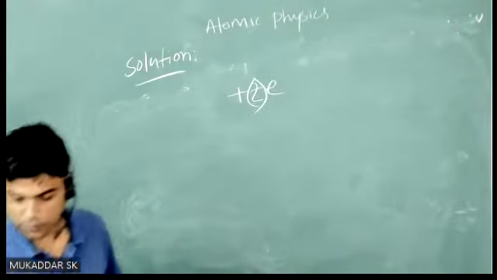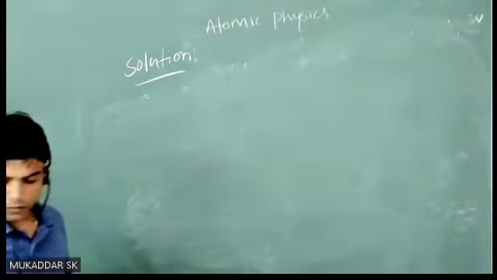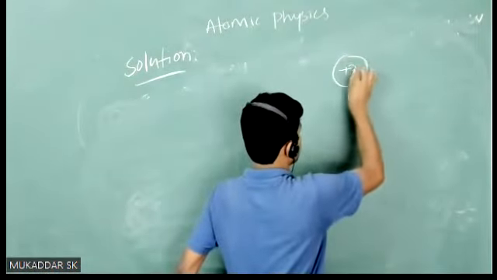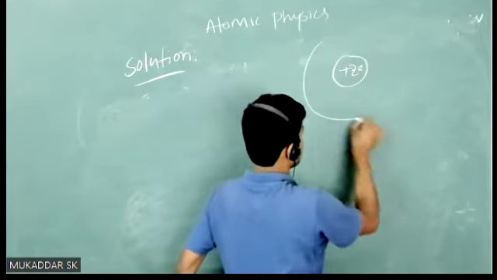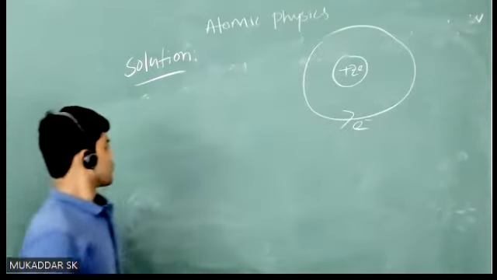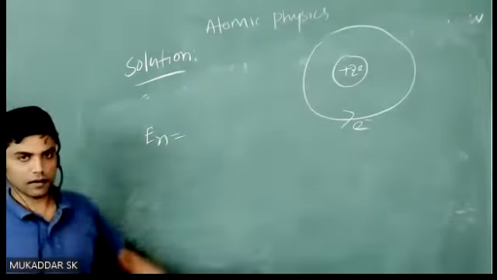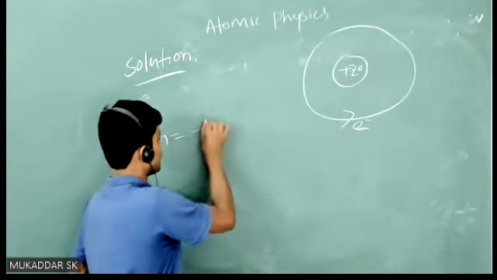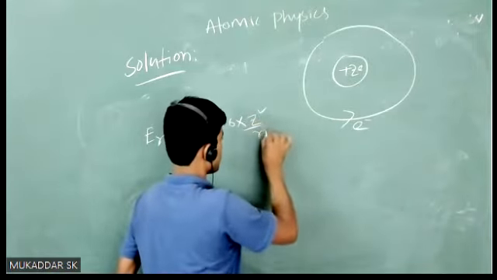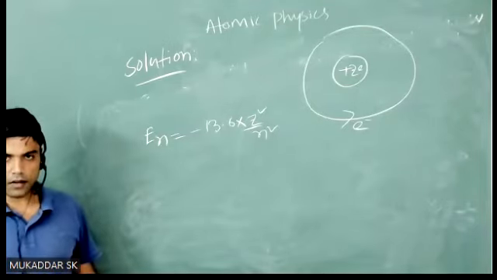Let us proceed for the solution. So you know for this system, the charge at the nucleus is plus Ze, right? And a single electron is orbiting. Let us assume this is at the nth state. So the energy of this electron will be minus 13.6 into Z squared divided by n squared, right? Did you get what I'm saying?